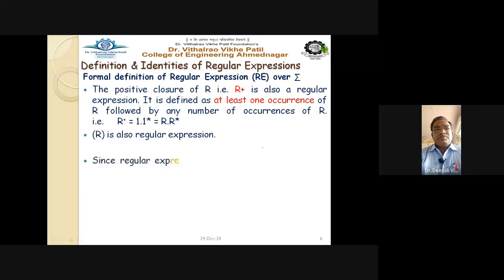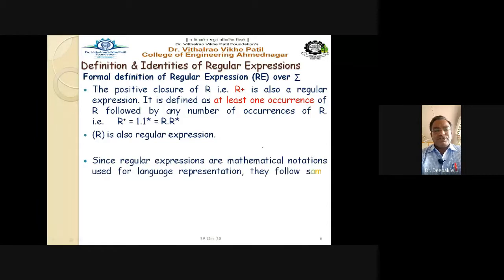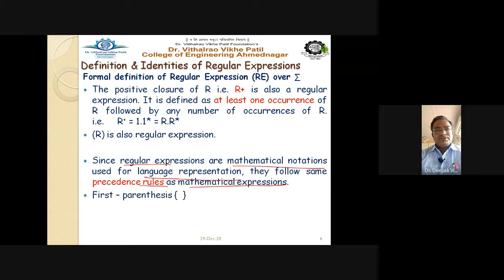Since regular expressions are mathematical notations used for language representation, they follow the same precedence rules as mathematical expressions. Now, what are the precedence rules? Regular expressions are mathematical notations used for language representation, as we have just seen in the definition. So they must follow the same precedence rules as mathematical expressions. When you start evaluating any expression, in mathematics as well as in regular expressions, you have to first give importance.